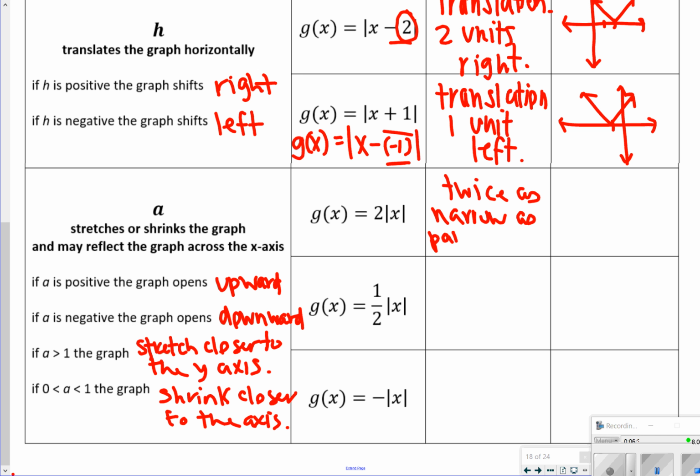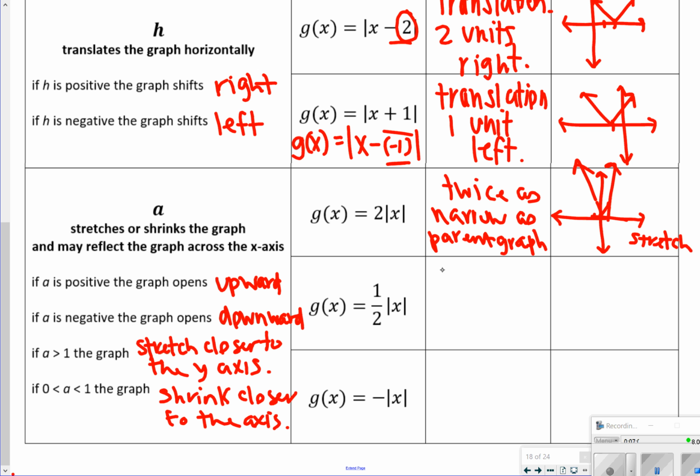as parent graph. And the reason why it's twice as narrow is because when you're multiplying stuff by 2, you're going to increase your values twice as fast. So your parent value would be like this, twice as fast would be like this, where it just goes straight up really quickly. Okay, so since that is a whole number, we're going to be talking about a stretching closer to the y-axis. So this is considered a stretch.